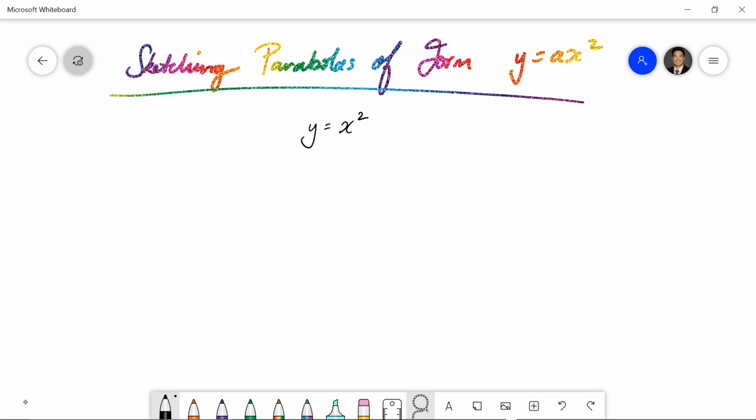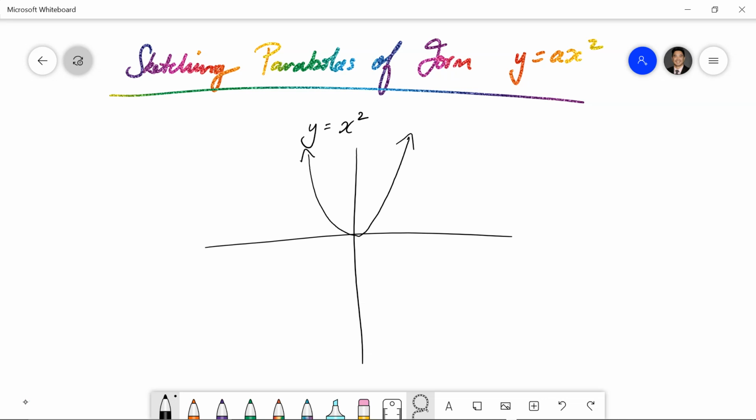But firstly, looking at y equals x squared, that's just a rough sketch of what the parabola looks like. This is your x-axis, this is your y-axis. There's nothing really special about this other than it's just an upright parabola, goes through the origin, which is in the middle, where the coordinates are 0, 0.